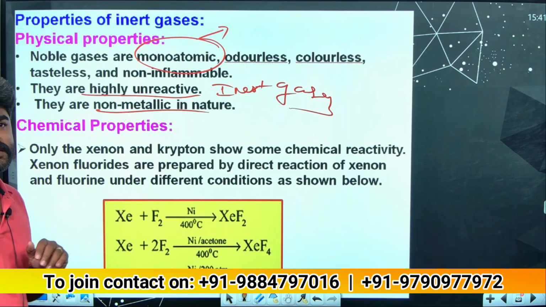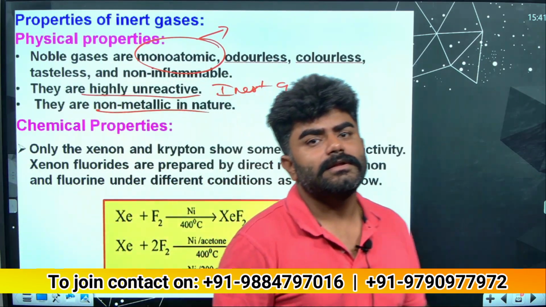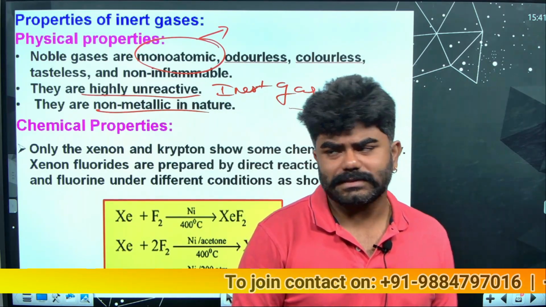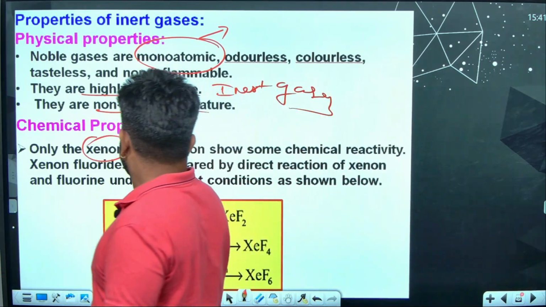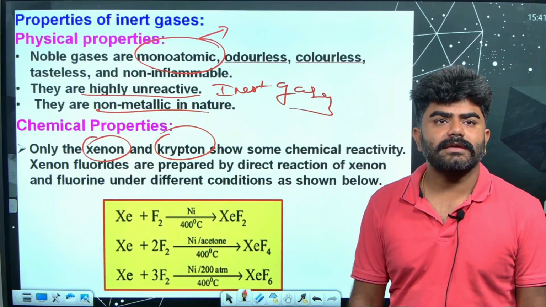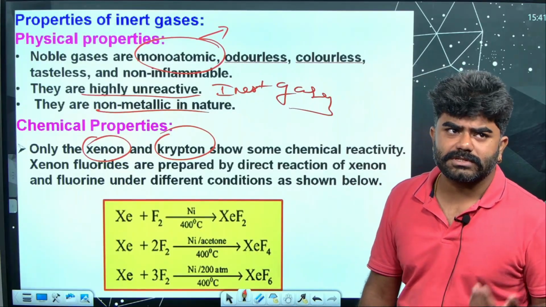If you look at the chemical properties, we have said that they are unreactive, but under certain conditions you see some noble gases like xenon and krypton do show some reactivity, especially with fluorine and oxygen, right?